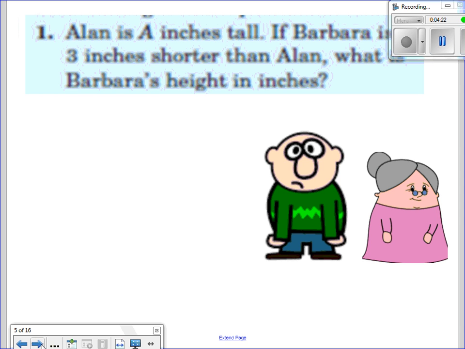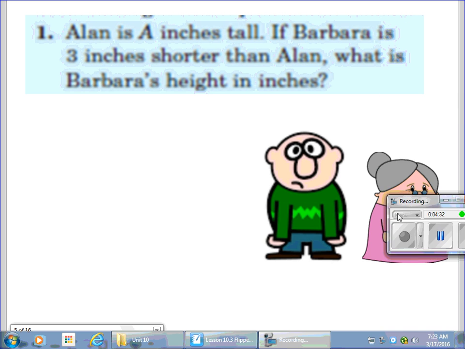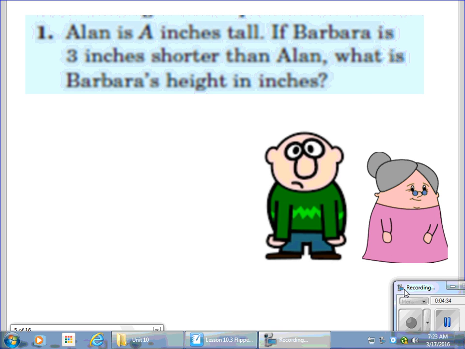Another one. I get to play with some pictures again here tonight. So let's take a look. Alan is 8 inches tall. If Barbara is 3 inches taller than Alan, what is Barbara's height? What is my algebraic expression? So what are we trying to find here?